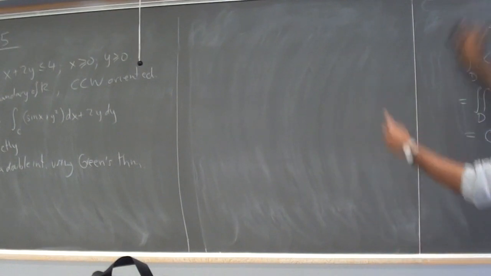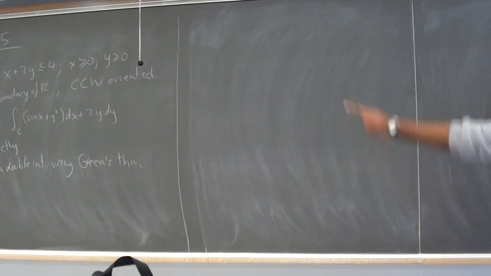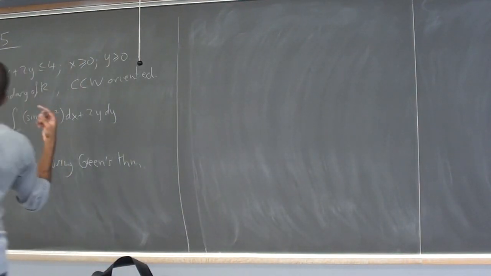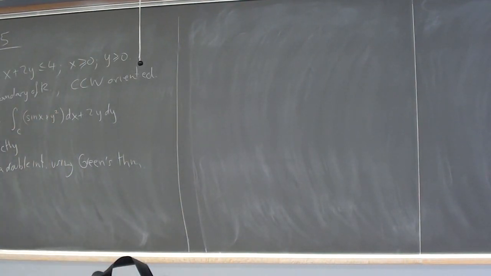Like I said, problem 1 on your test is very similar to this. I'm just going to describe a region like that, say C is its boundary curve, and then ask you to compute some random line integral in 2 different ways.